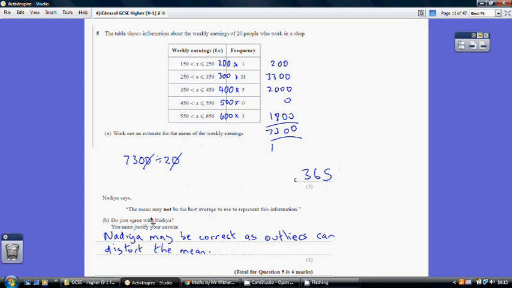Now, Nadia says the mean may not be the best average to use to represent this information. Do you agree with her? Well, she may or she may not be right, and I think we just really need to remember all the pros and cons of the various averages. And the downside of the mean is if you've got a really big value or a really small value to really distort the data. So if you have an outlier. So I think the best thing to say is Nadia may be correct, as outliers can distort the mean.